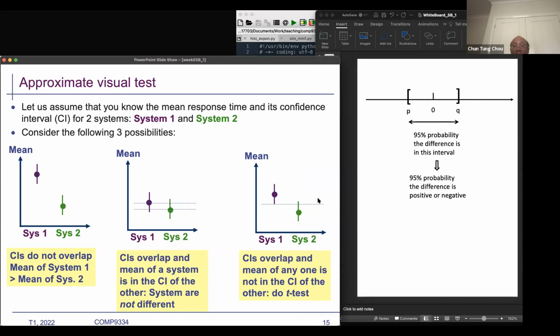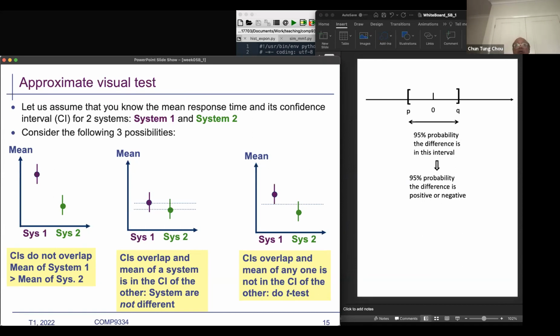Now, there's one more possibility: the 2 confidence intervals do overlap, but the mean of one system is not in the confidence interval of the other. The mean is here for system 1, and it's outside the confidence interval for system 2. In this case, this visual test is not conclusive. You don't know, so you have to go back and do the t-test, which here means computing the confidence interval using the student t-distribution that we talked about on Tuesday.